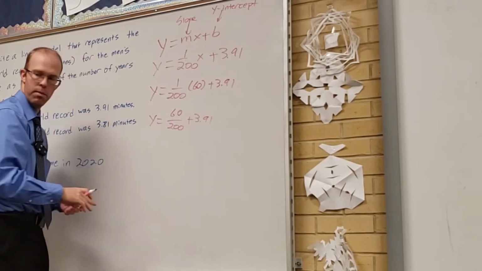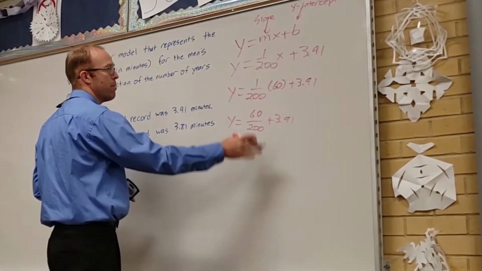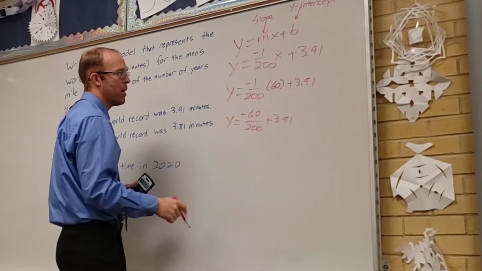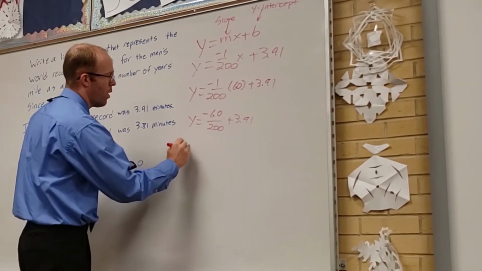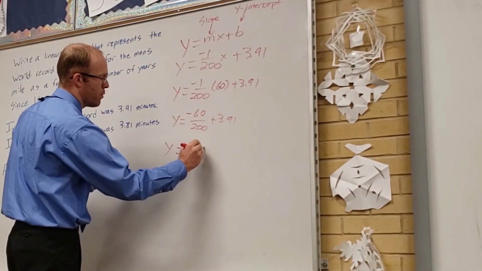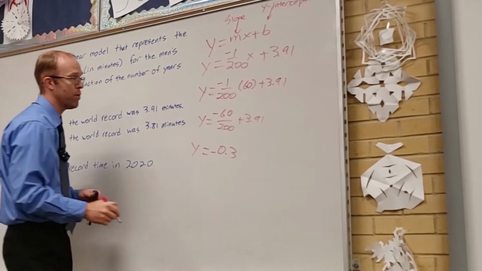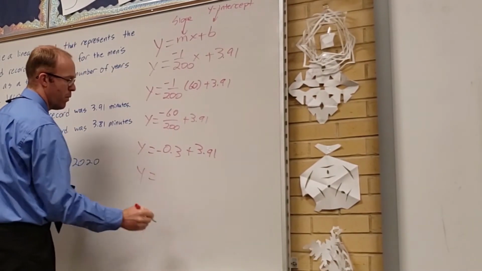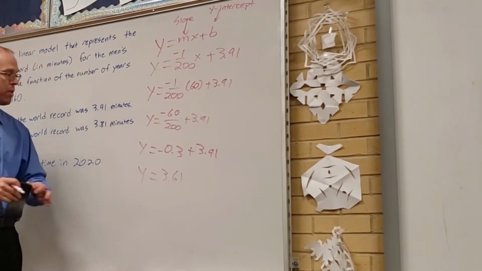Now I could continue to simplify this, but I'm going to put it into a decimal to match this. I made a little mistake here. That was a negative when we had our slope, and so we end up with negative 60. So we're going down. We get y equals, and if I do 60 divided by 200, that's 0.3, and negative divided by a positive will end up being negative 0.3. Plus 3.91. Adding those together, we get 3.61. All right, so there's our prediction.